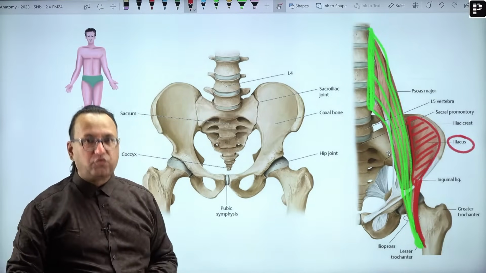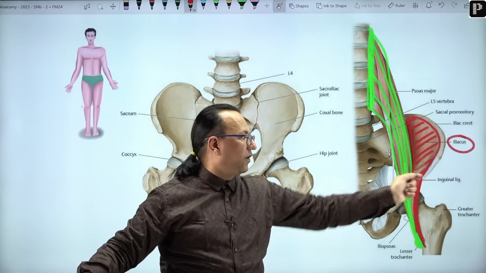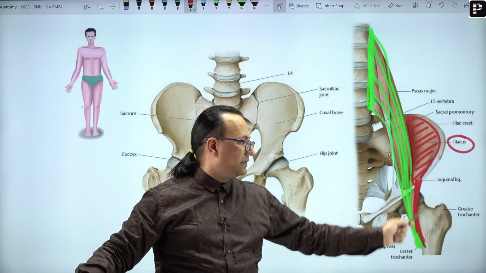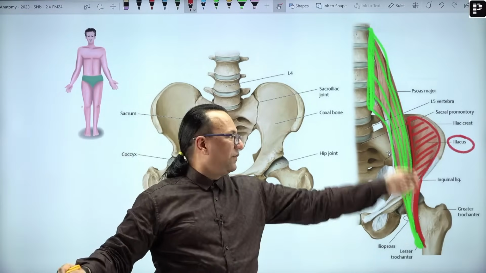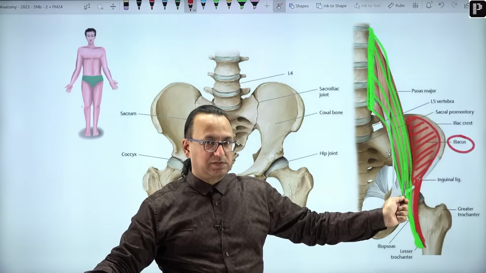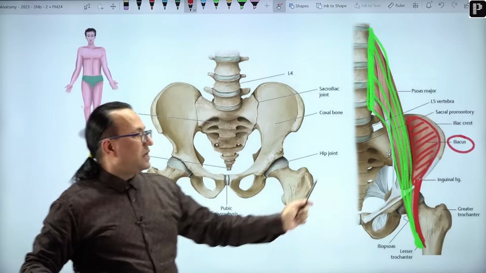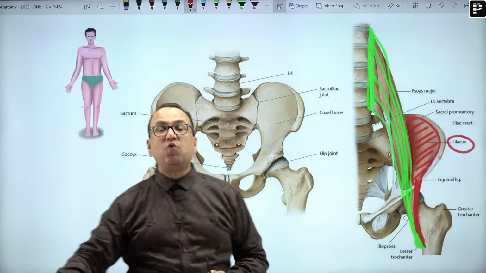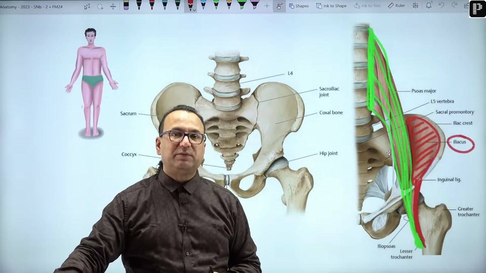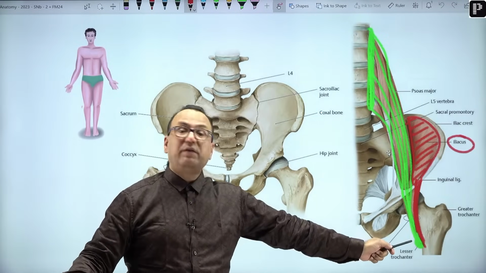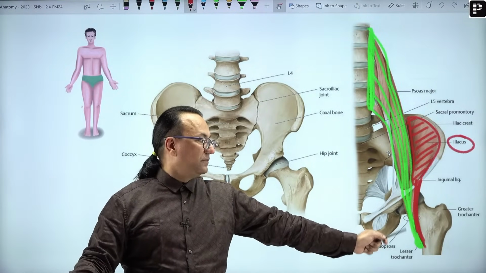Flexion means folding, folding of the hip joint. Since the psoas major and iliacus muscles cross the hip joint anterior, they pull the femur anterior, and you fold the hip joint, flexion. The chief muscle of hip flexion antagonizes gluteus maximus, which is the chief muscle of extension. It crosses the hip joint posterior, so it will pull the femur posterior. If you pull the femur posterior, that is extension, and that is done by the gluteus maximus.